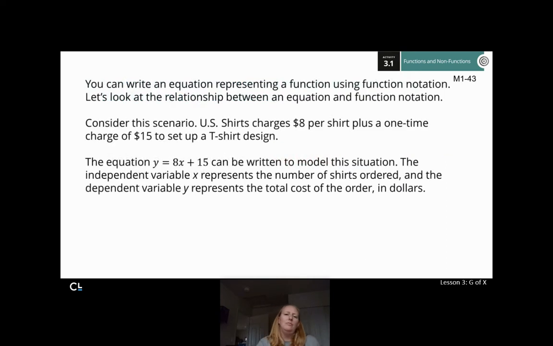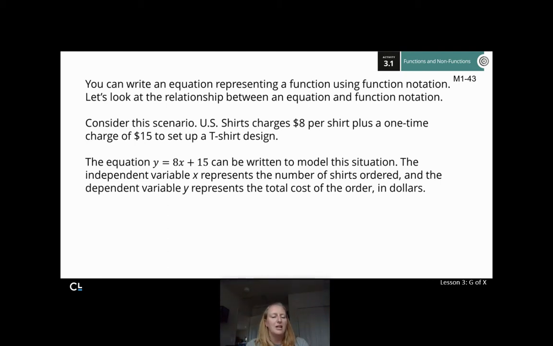So we talked about how you can also represent relations as equations, right? So you can also write an equation representing a function using what we call function notation. So let's look at that relationship between an equation and function notation.